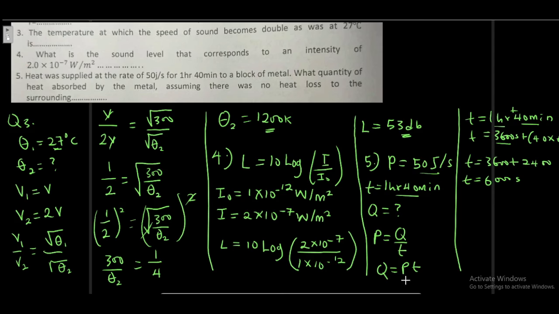So now we can come back to our equation, which is quantity of heat energy being power times time. Power is equal to 50 times time, which is 6,000.